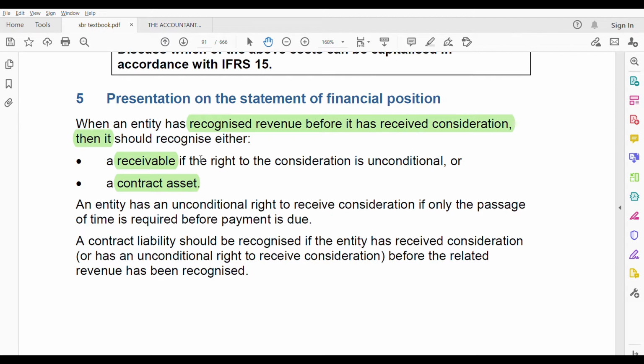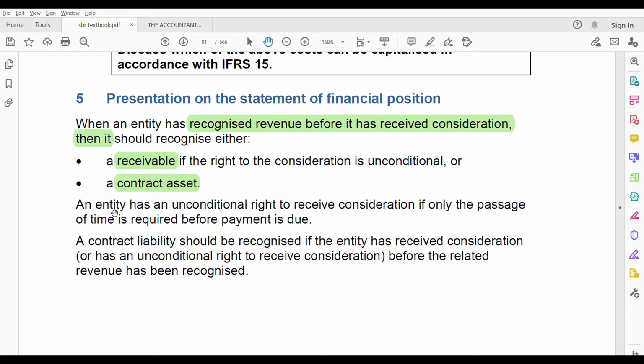Because you have recognized the revenue, in the statement of financial position you need to recognize the asset. You have credited revenue, you need to debit it somewhere, no? So you debit it as a contract asset in the statement of financial position. One of the two things. But this is only if you haven't received the consideration yet, and you have recognized the revenue.